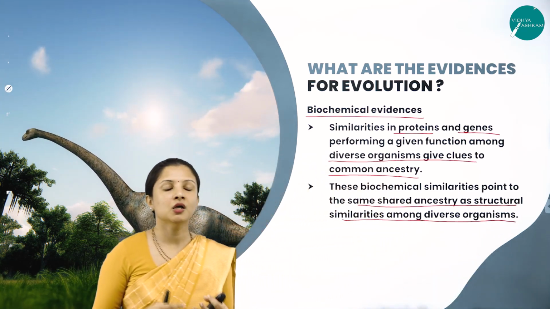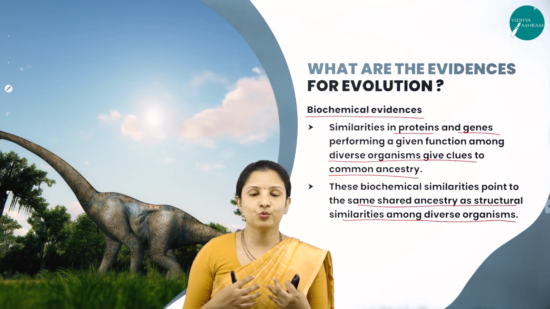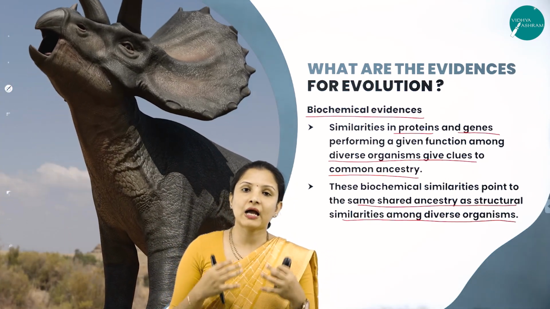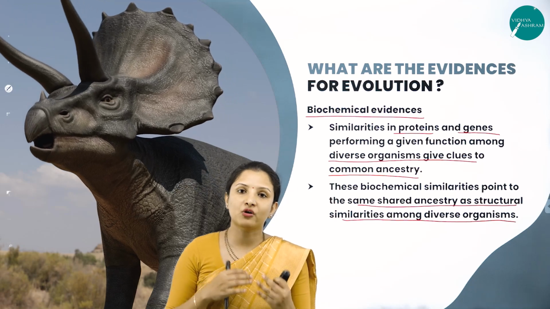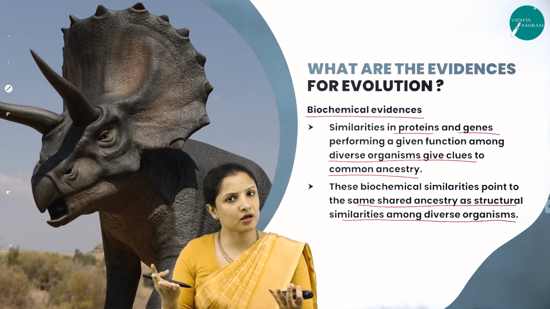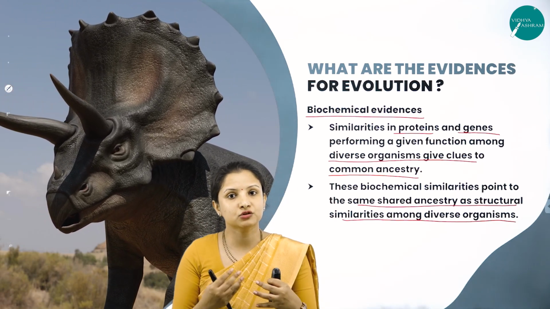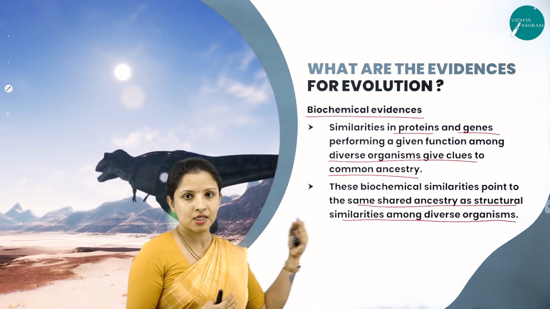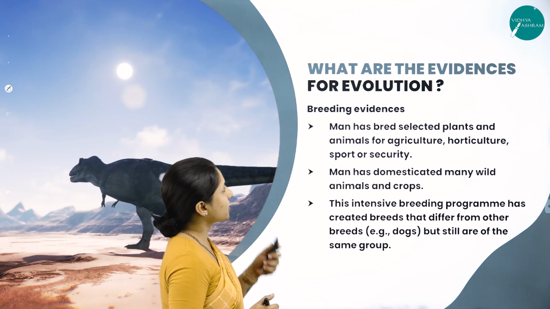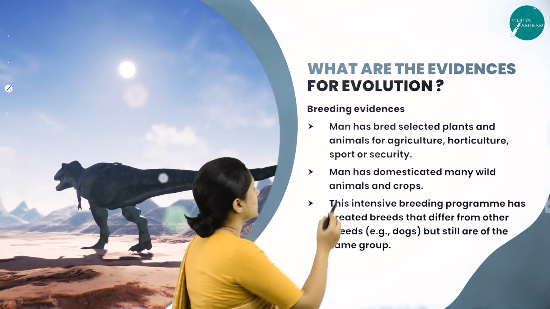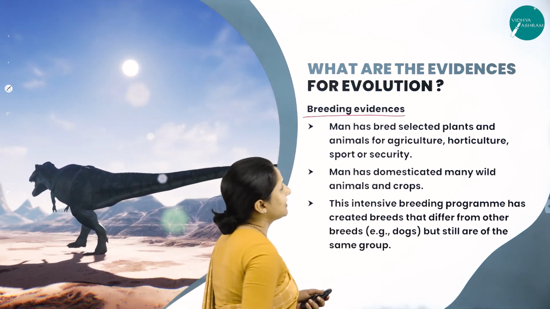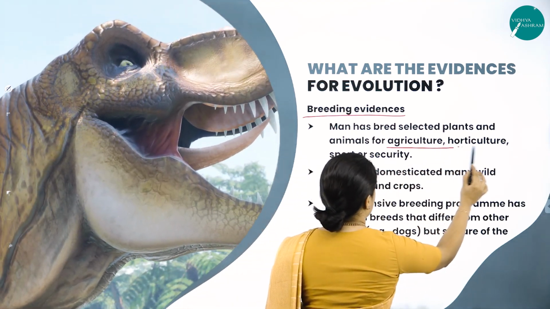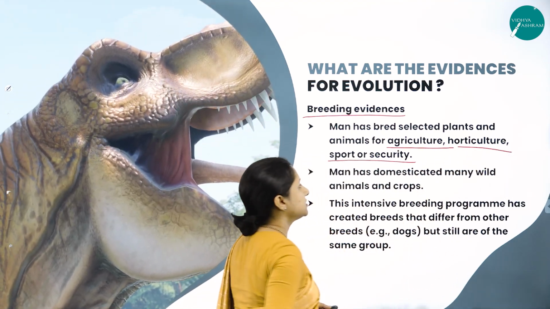Say, for example, we and the monkeys share some genes which are similar, and therefore some of the proteins produced in our body are exactly similar to those of the monkeys. So that might be an evidence to prove that we might have evolved from the monkey. So these are biochemical evidences. Next, talking about breeding evidences. Man has bred selected plants and animals for agriculture, horticulture, sports, or security.